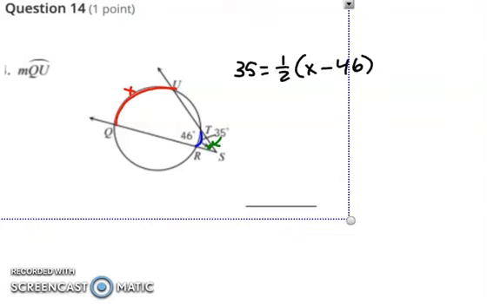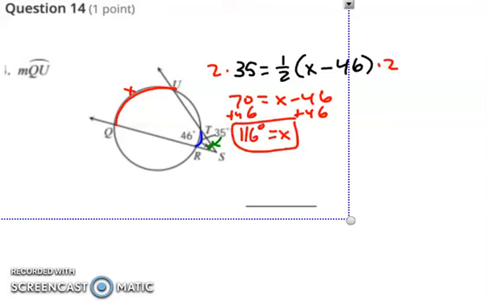So I know that 35 is equal to 1/2 of the big arc, which is x, minus the little arc, which is 46. Easiest thing to do there is double both sides. If I double both sides, I end up with 70 equal to x minus 46. I need to add 46 to both sides. So 116 degrees is our answer for the measure of arc QU.